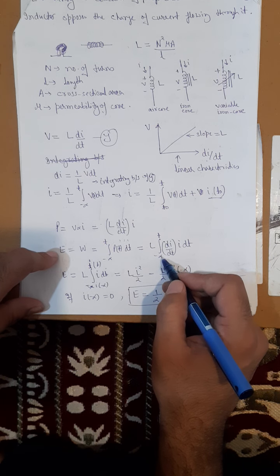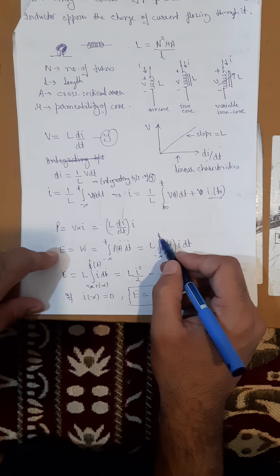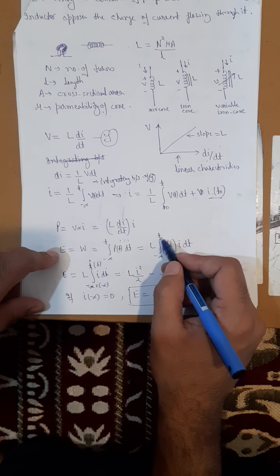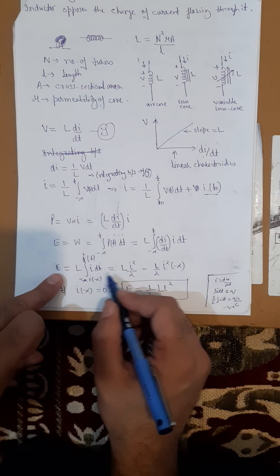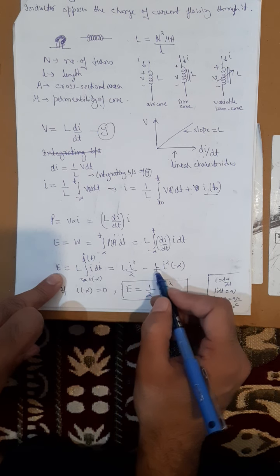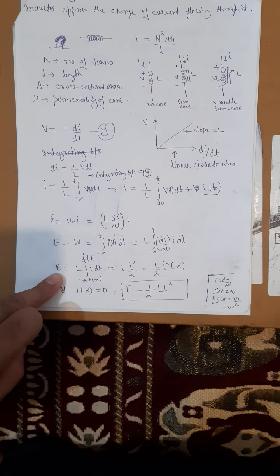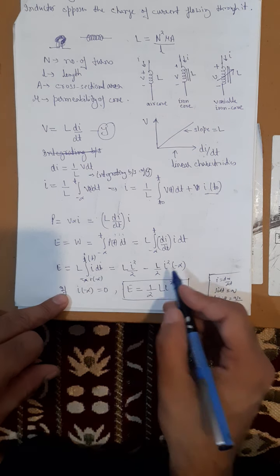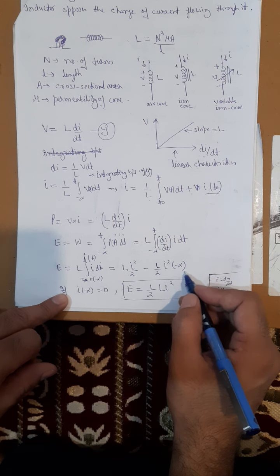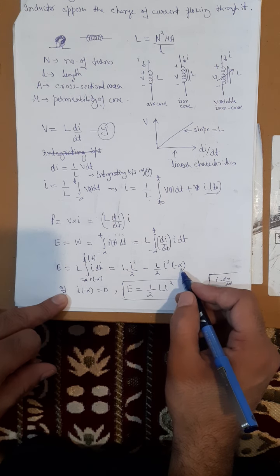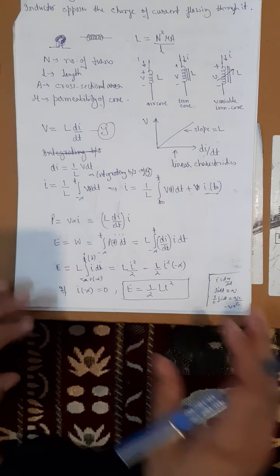So the limits here will change. Instead of time, I will take the current at time t is equal to minus infinity as the lower limit, and the upper limit will be replaced by the current at time t. If I solve this, I will get E is equal to 1 by 2 L i square minus 1 by 2 L i square. But which current is this? The current at time minus infinity, from the past. If I assume that initially the inductor is uncharged, meaning the current in the inductor at time t equal to minus infinity is 0, I am left with E is equal to 1 by 2 L i square only.